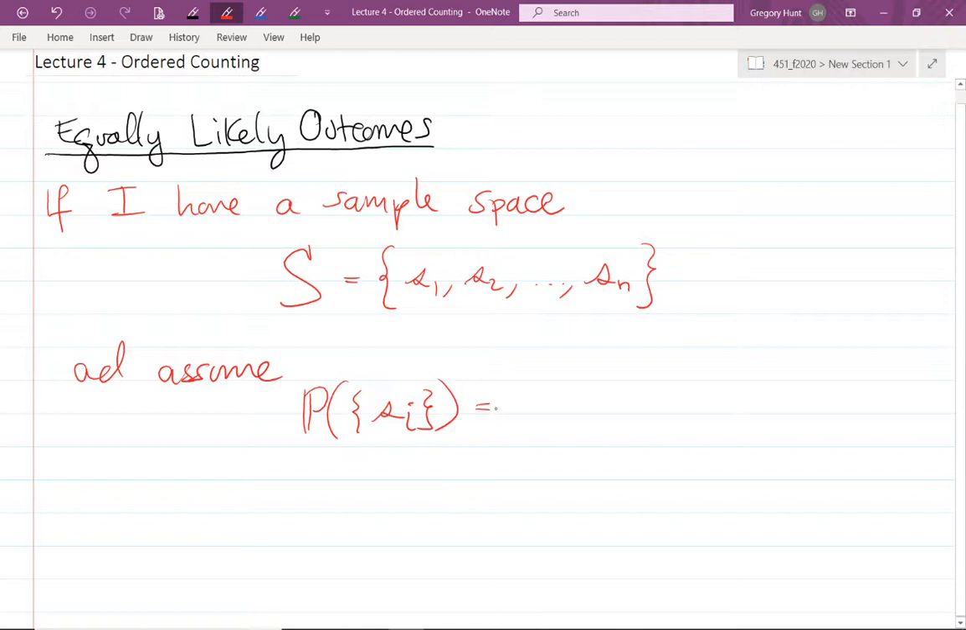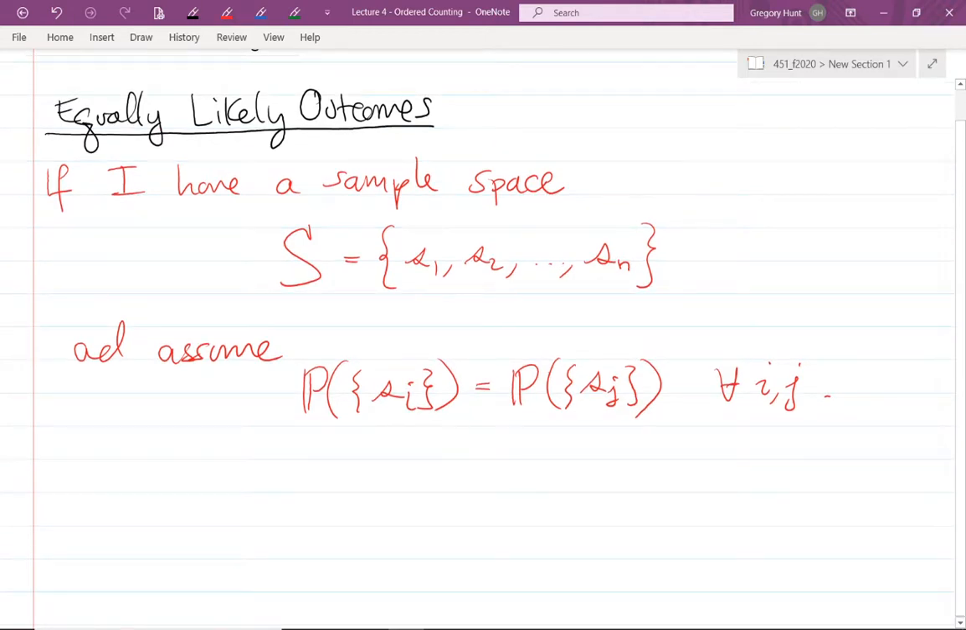So if we have equally likely outcomes, then the probability of an event containing just one outcome is going to be the same as the probability of another event containing some other outcome, and this is for all i and j. These are equally likely outcomes because the probability function we're going to build assigns equal probabilities to any simple event containing just one outcome. Furthermore, we can say that both of these have to be just 1 over n, that is 1 over the number of things in my set.